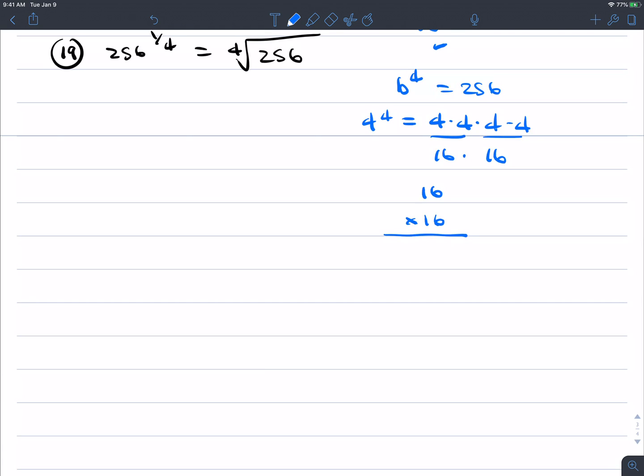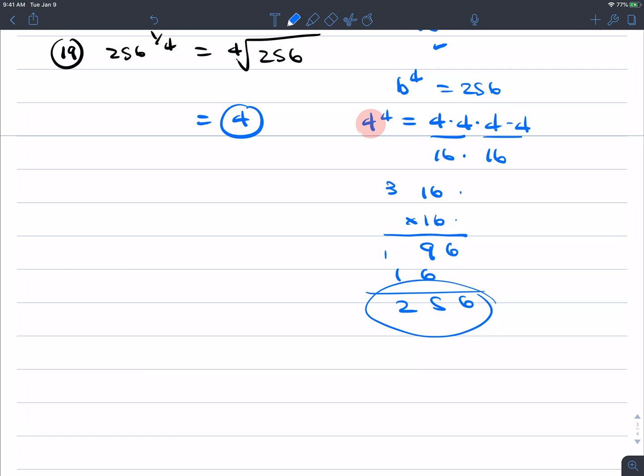So we break out our algorithm. 6 times 6 is 36. 6 times 1 is 6, plus 3 is 9. 1 times 6 is 6. 1 times 1 is 1. So we get 256. You guys are right. So what's the answer, though? 4. Good. So this answer is going to be 4. So we're taking the 4th root. Good.